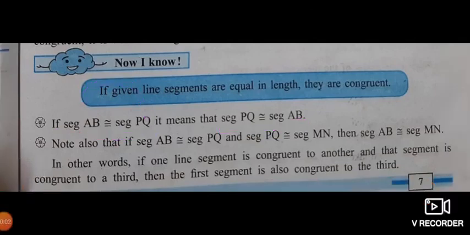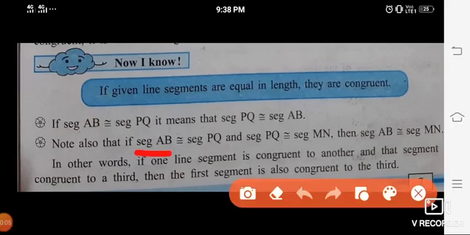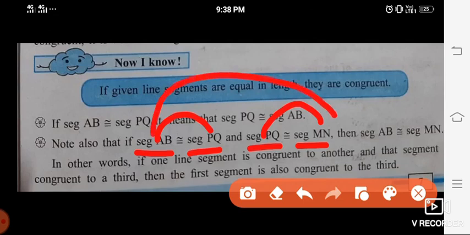Also, if seg AB is congruent to PQ and seg PQ is congruent to MN, then students, can we say seg AB is congruent to MN? Yes, we can say seg AB is congruent to seg MN. It means that if one line segment is congruent to another, and that second one is congruent to a third one, then we can say the first one is congruent to the third one.